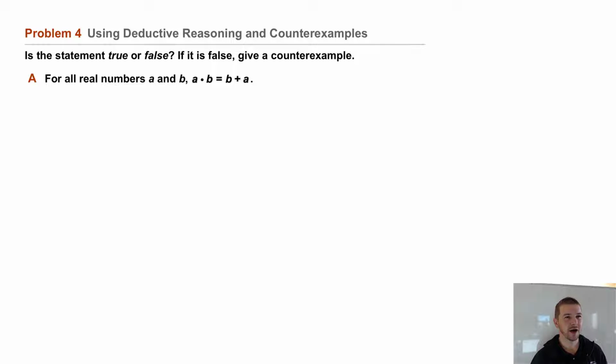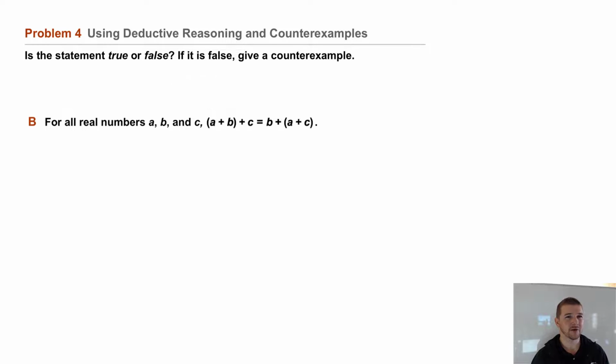Part A. For all real numbers a and b, a times b equals b plus a. Well, this is false. We can pretty quickly find a counterexample. If we substitute in 5 for a and 3 for b, 5 times 3 is not equivalent to 3 plus 5. So 5 and 3 is a counterexample.